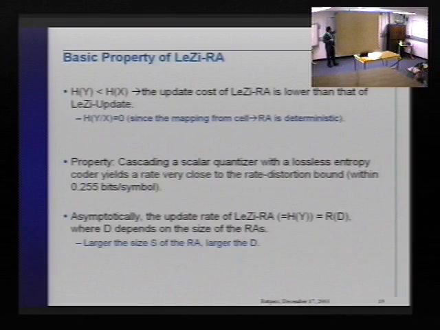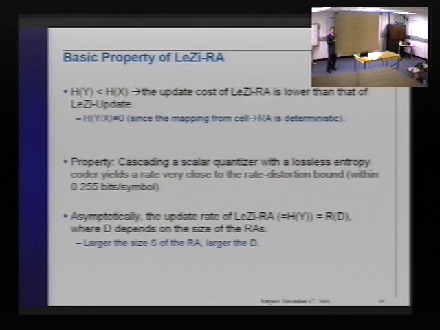So the first property is Hy is less than Hx. And that's kind of intuitive because Hy given x, given the mapping from a cell to an array, is deterministic. There is uncertainty in the mapping from an array to a cell. So naturally, the entropy of this encoded sequence is lower.